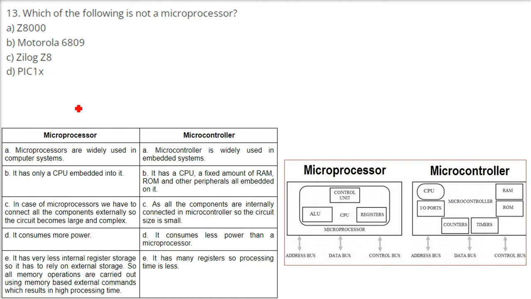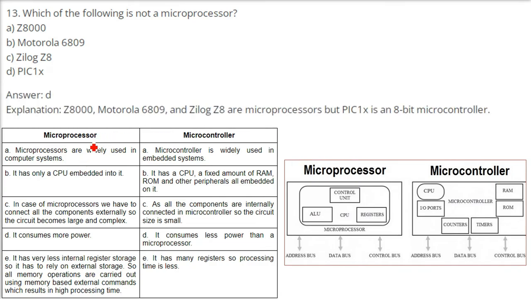Which of the following is not a microprocessor? Now, the answer will create one more question here, because first of all, PIC 1C1, this is a microcontroller. It is an 8-bit microcontroller. But Z8000, Motorola 6809, Zilog Z8, these are all microprocessors, while the last one is the microcontroller.